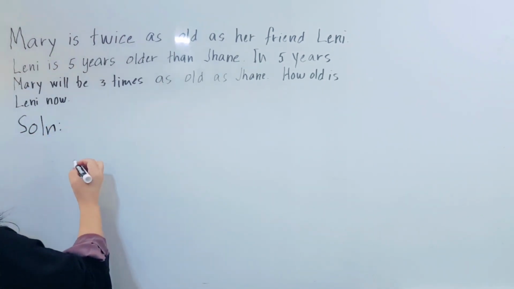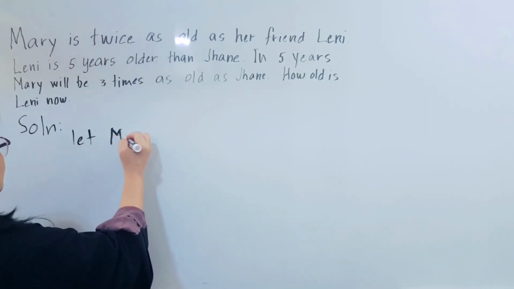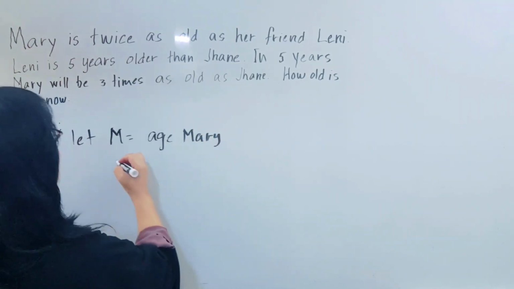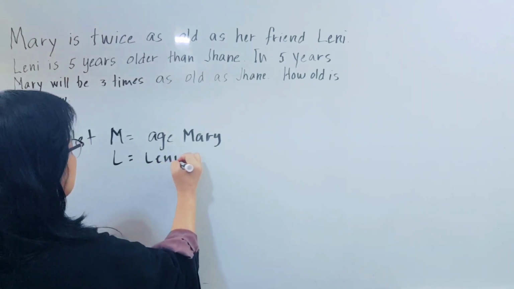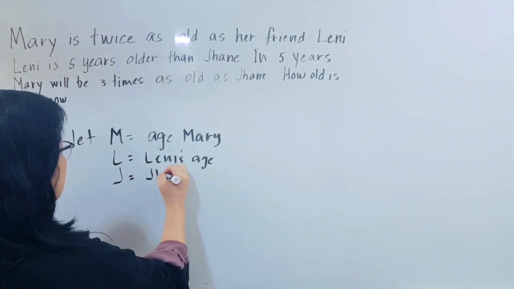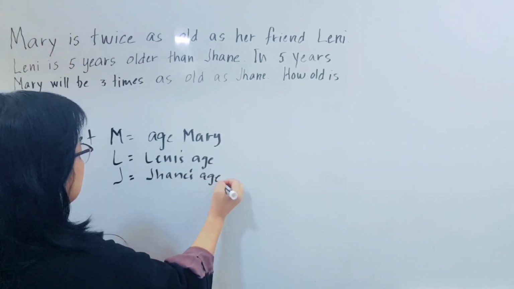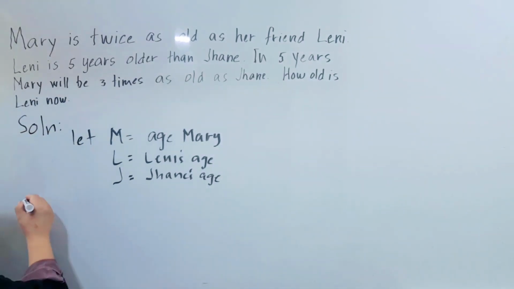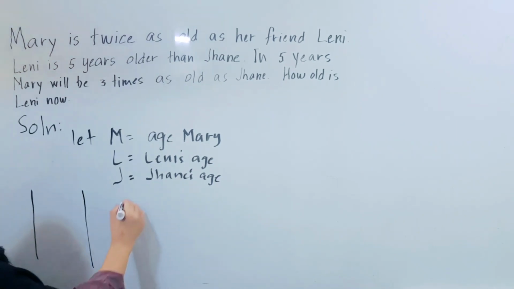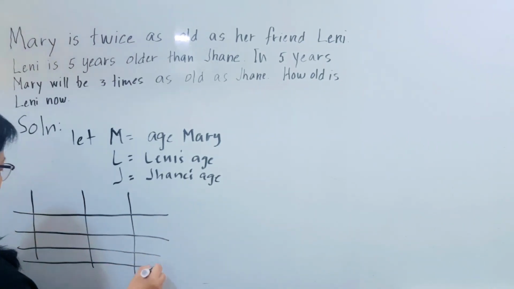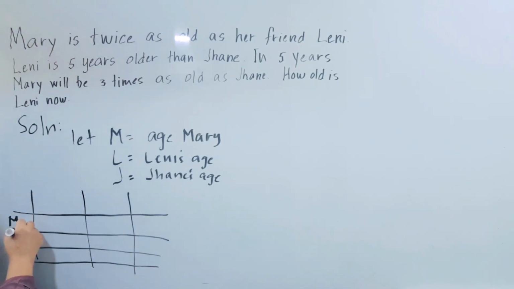Now, to solve this one, of course, we will let M be the age for Mary, L Lenny's age, and J is for Jane's age. Now, of course, as I've said earlier, tabulating the present, past, and future ages is much better. So there are 3 people involved here. We have Mary, we have Lenny, and we have Jane.